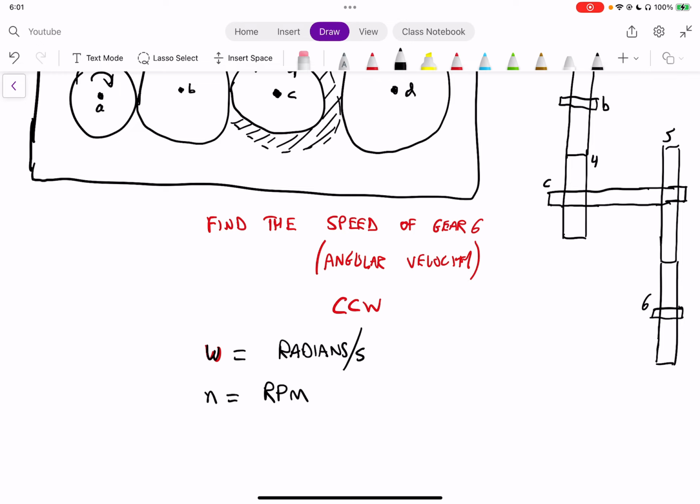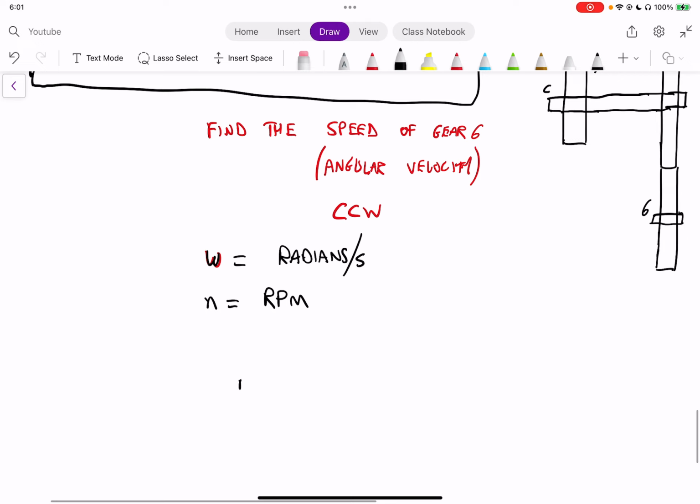Whenever we're looking for the speed of gear 6, we're either looking for n sub 6 or omega sub 6, depending on the unit you're looking for. Typically, if your problem is given in RPM, we try to keep everything in RPM. If it's given in angular velocity in radians per second, you can keep it in radians per second. If you switch between the notation, it's not a huge problem for me. Just keep in mind that there is a different notation for different things.